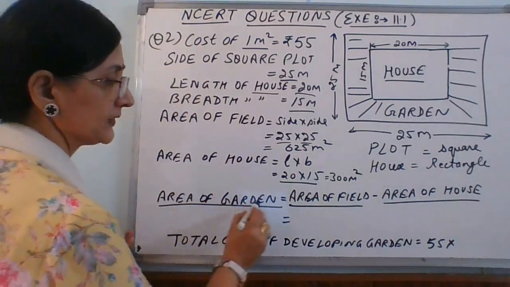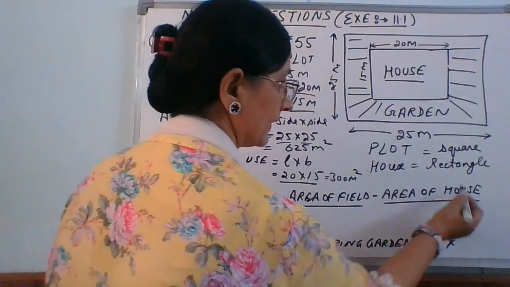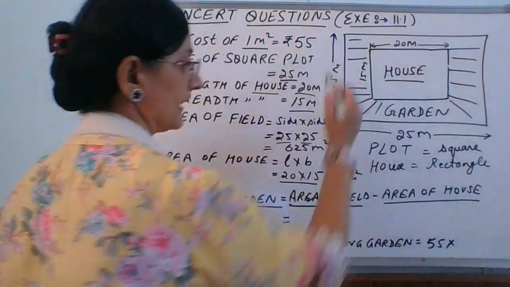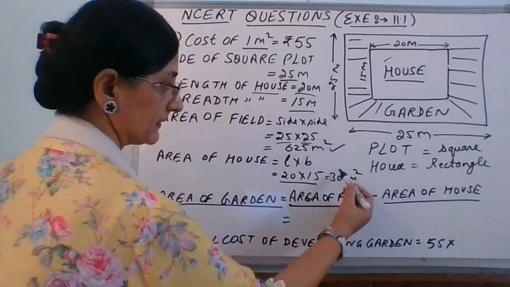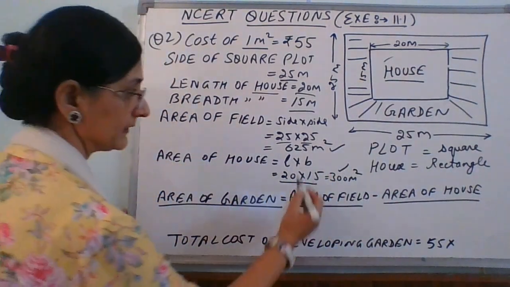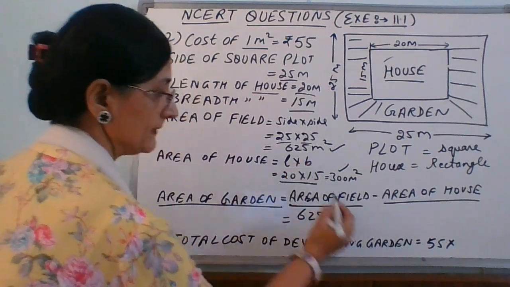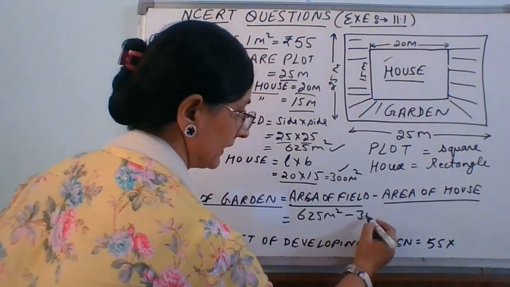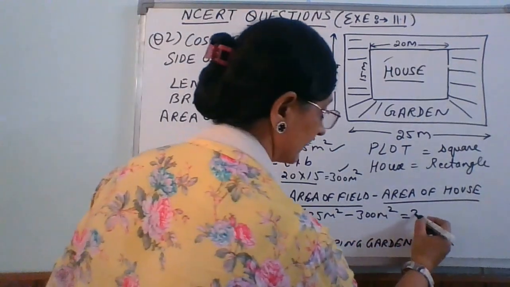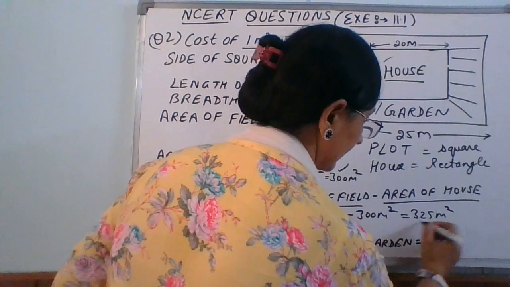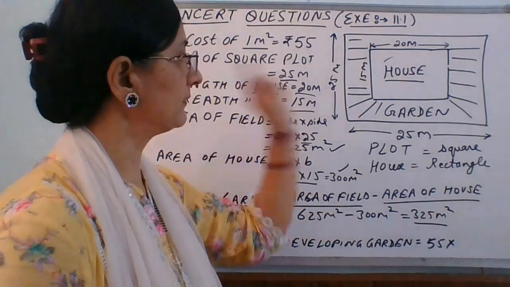Then comes area of the garden. That is area of a square field minus area of a house. Area of a square field से आप area of a house subtract कर देंगे, right? Means इस field से आप ये house का एरिया सब्ट्रैक्ट कर देंगे. What is the area of a square field? That is 625 मीटर स्क्वायर, राइट? ये वाला. इसमें से आप माइनस करोगे 300 मीटर स्क्वायर. सो आपका कितना आ जाएगा? 325 मीटर स्क्वायर. तो आपका जो टोटल एरिया ऑफ द गार्डन है, that is 325, राइट?